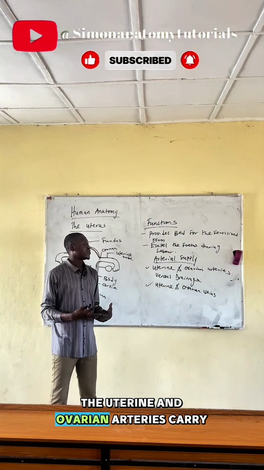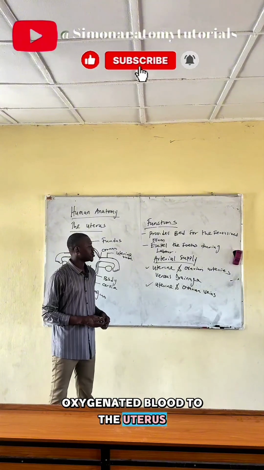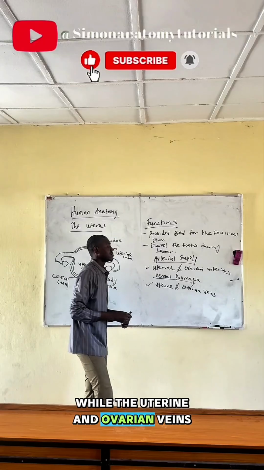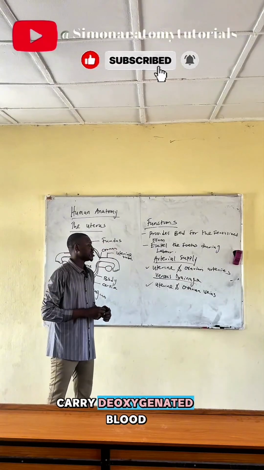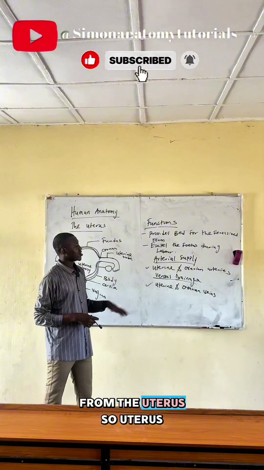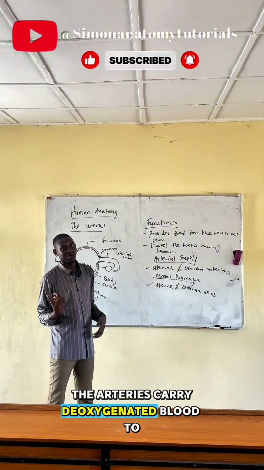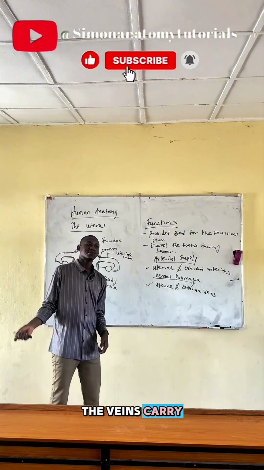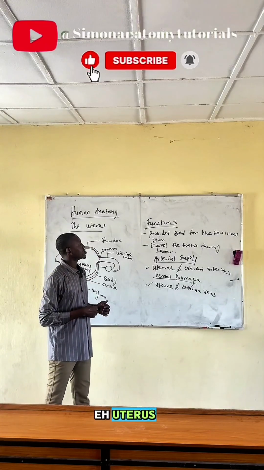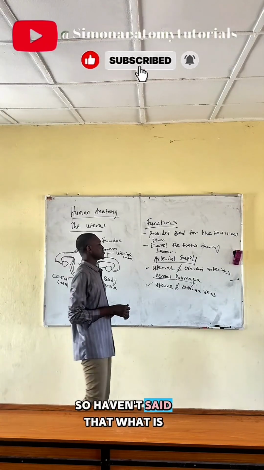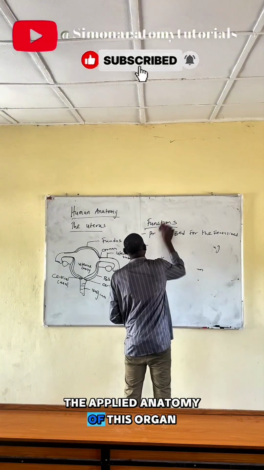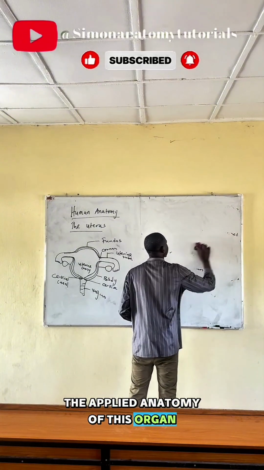The uterine and ovarian arteries carry oxygenated blood to the uterus, while the uterine and ovarian veins carry the deoxygenated blood away from the what? From the uterus. So the arteries carry the oxygenated blood to the uterus, the veins carry the deoxygenated blood away from the what? Uterus. So what is the applied anatomy of this organ?